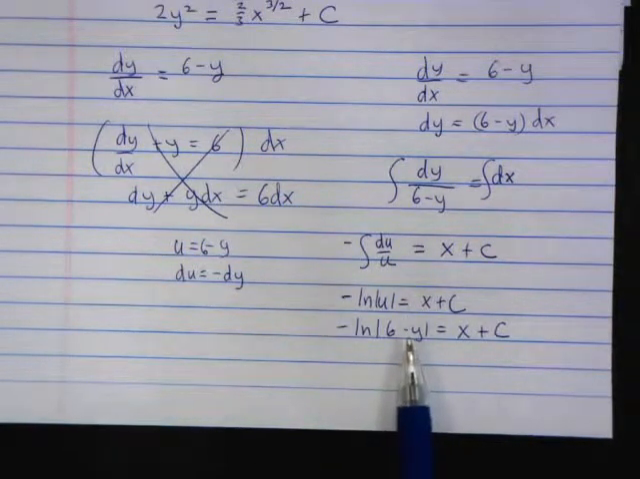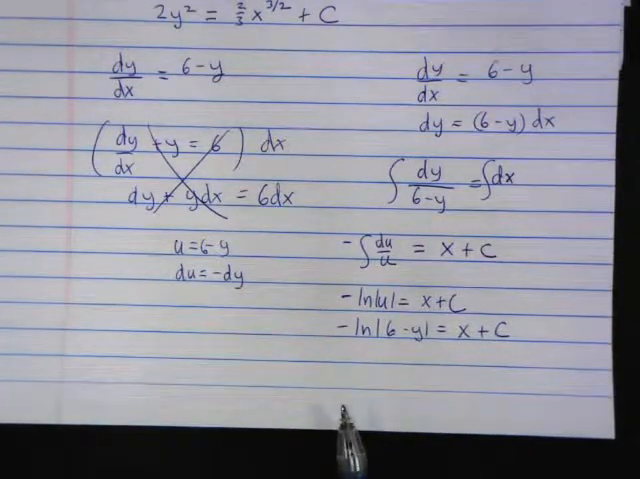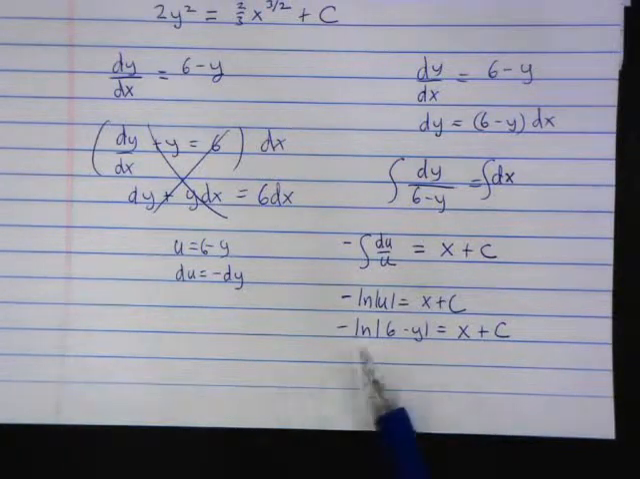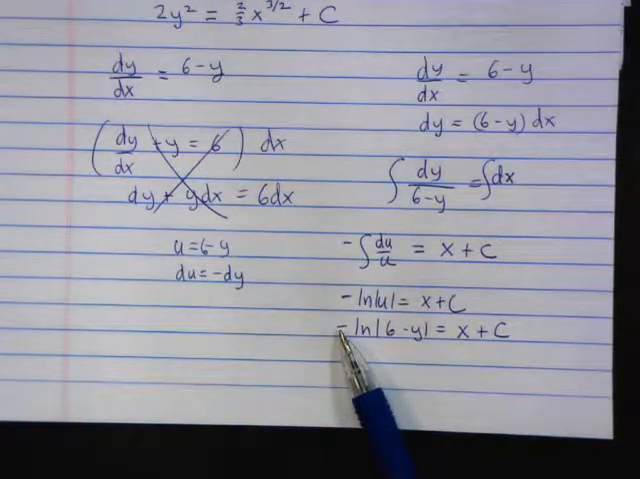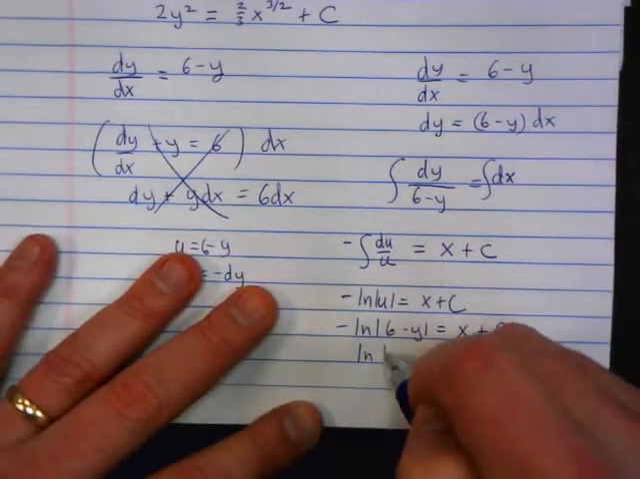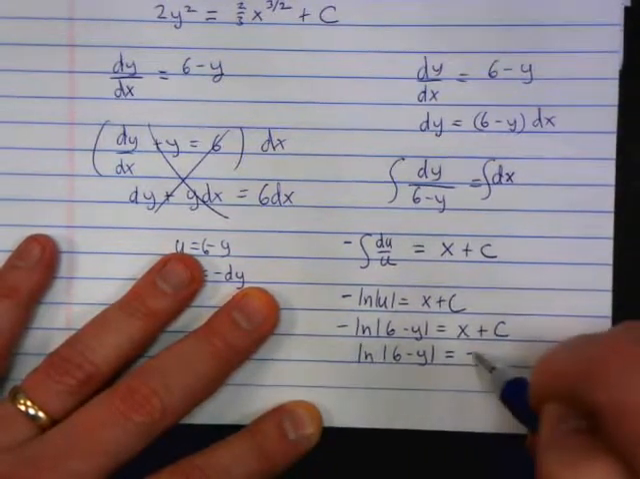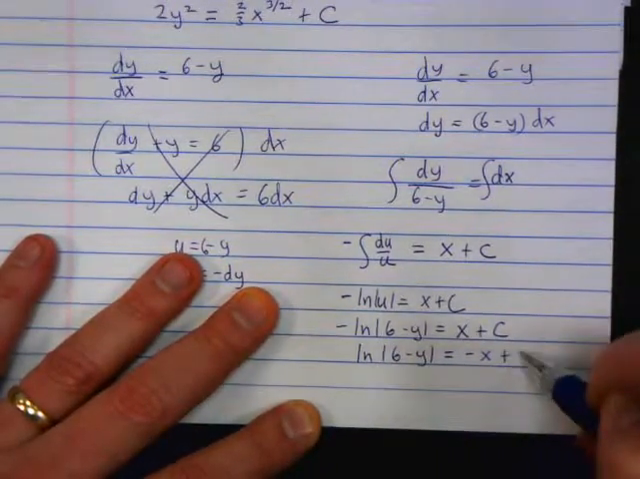No, you can't break it apart. The minus is in the inside. If it was ln 6 divided by ln y, then you could. So I think what I would do is I would take this equation, I would multiply both sides by negative 1. So I'm going to write ln of 6 minus y equals minus x plus c.